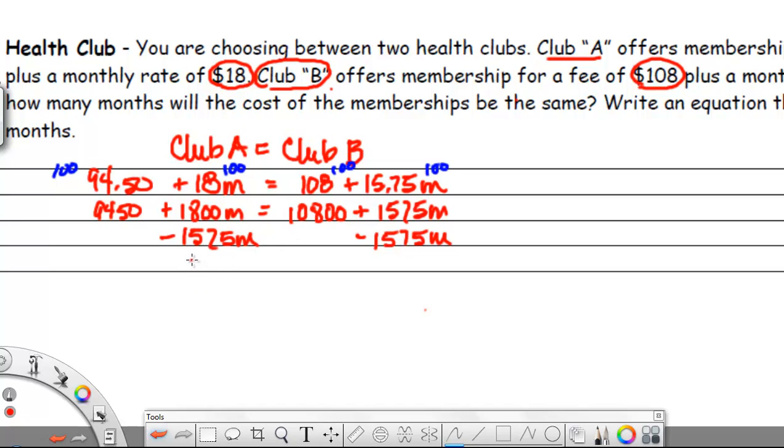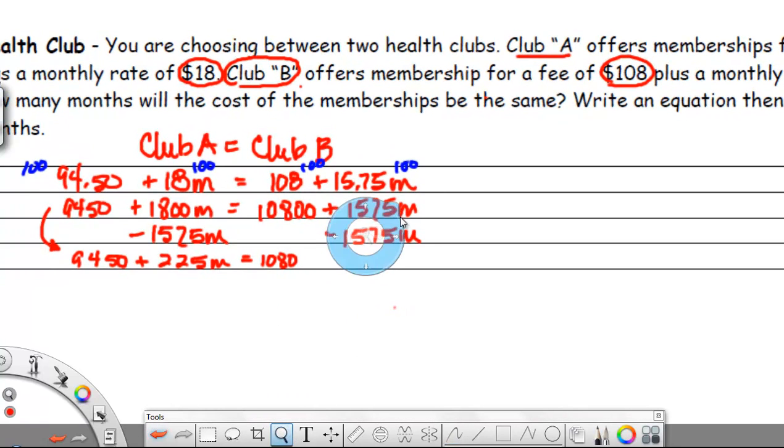I think that gives me 225m. These other terms just come forward, so that's 9450 plus 225m equals 10,800. So that's my next equation. You can see that it's getting simpler. Where I had 4 terms, now I have 3. I'm going to go ahead and write this up over here, and I'll continue my equation on over here.